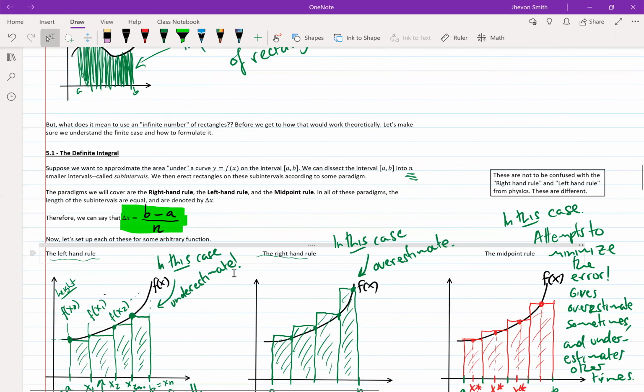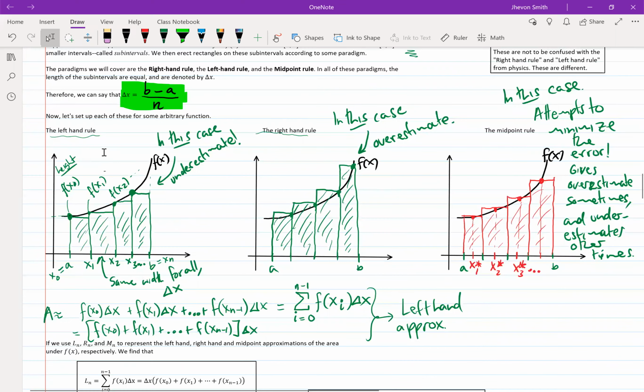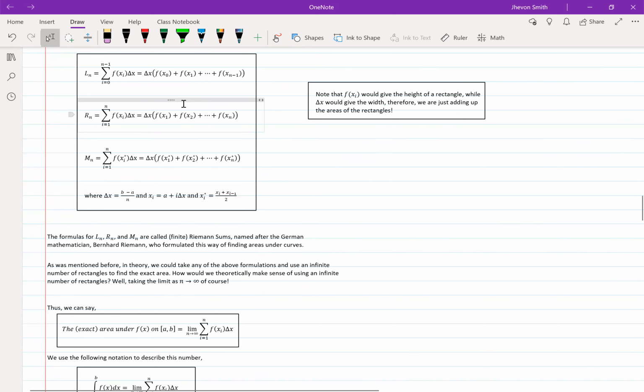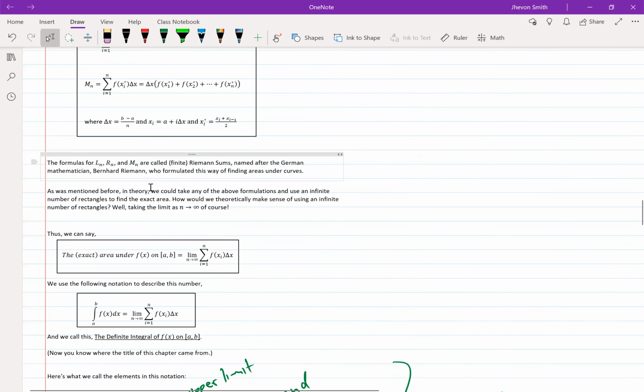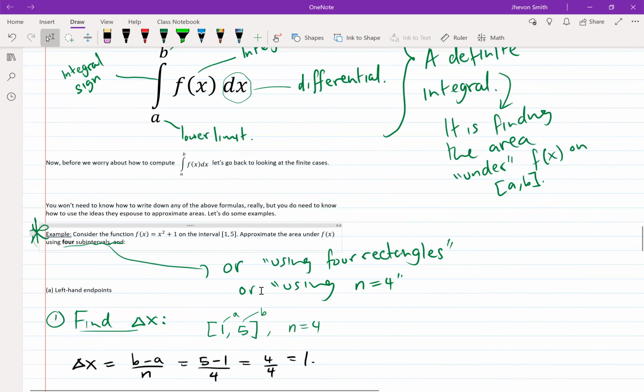Now when we get to the formulaic view, there are several ways that we can set up how to construct these rectangles. The ones you need to know are the left-hand, right-hand, and midpoint rules. These are the formulas that govern them, but you don't need to know those formulas. What you do need to know is the definite integral and what it means. In the next lecture, I'll show you how to compute that.